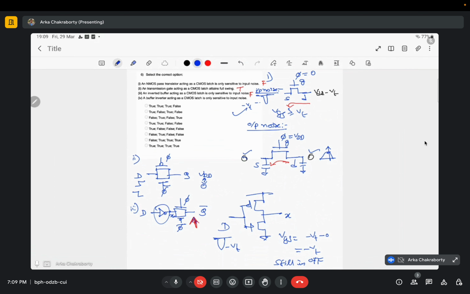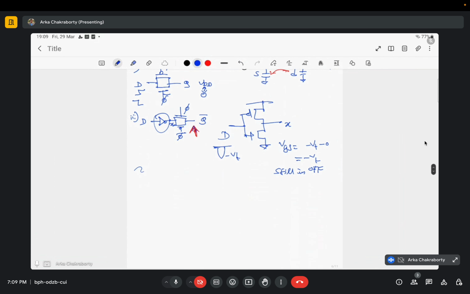And the fourth statement is a buffer inverter acting as a CMOS latch is only sensitive to input noise. Let us look into it. Buffer inverter is something like this: a transmission gate, phi bar, followed by an inverter, node X, Q bar, and D.